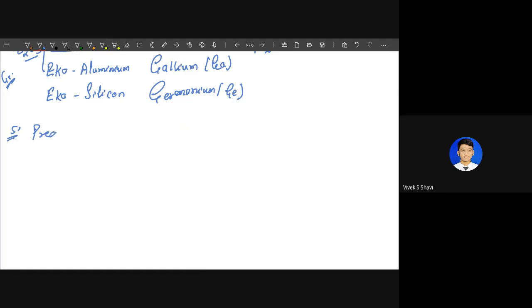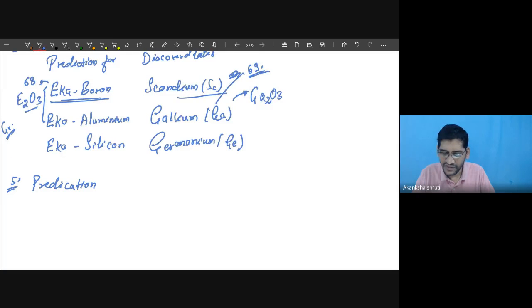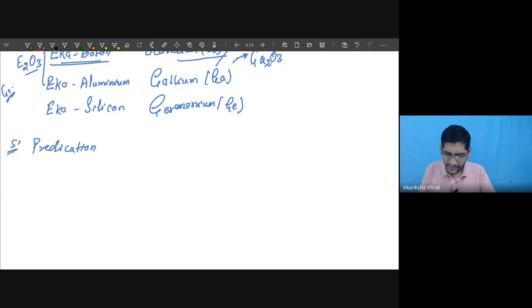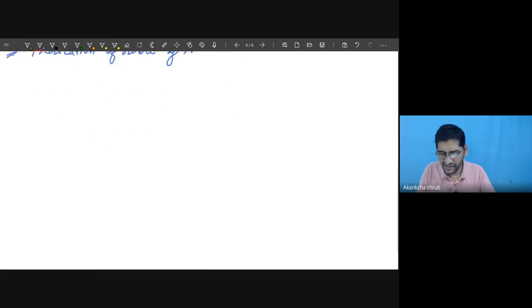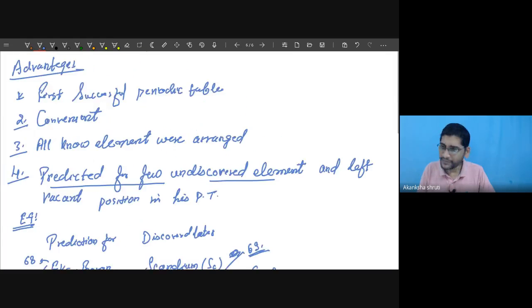Yes. So scandium atomic mass is 44. It is gallium I have written, students, it is this one. Okay, cut it. It is exactly 69.8 or 9, means nearly 70, but nearly it was matching. So write, prediction of the noble gases also. So this was the other important prediction or advantage. So these were the advantages of Mendeleev's periodic table.